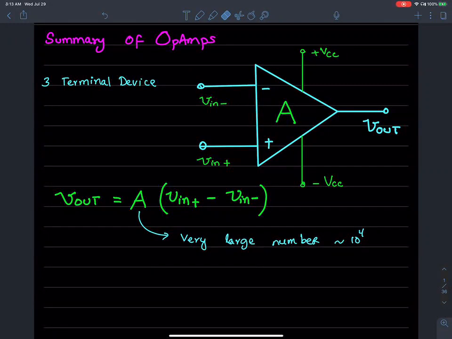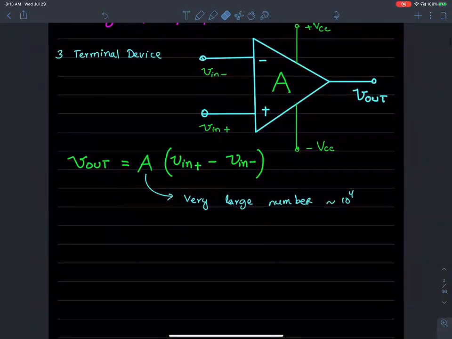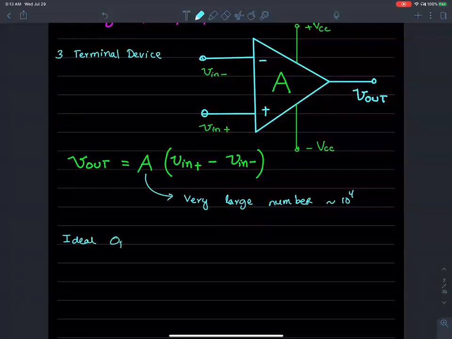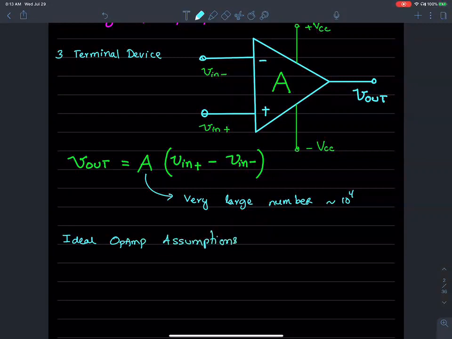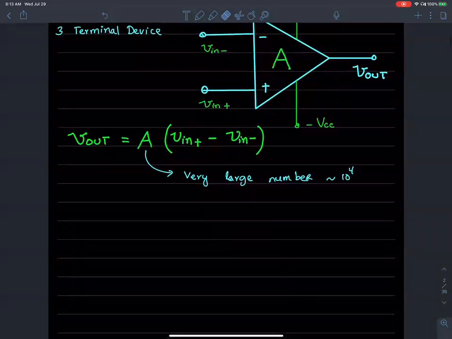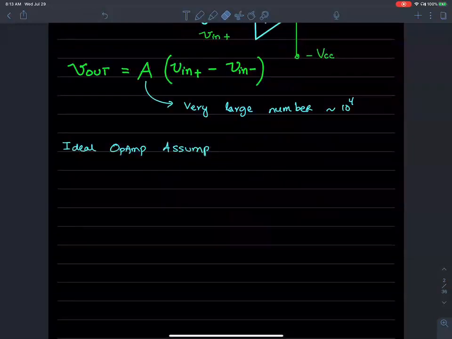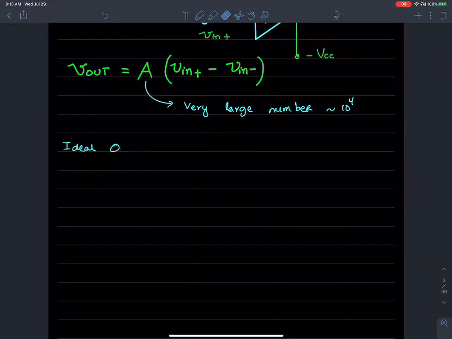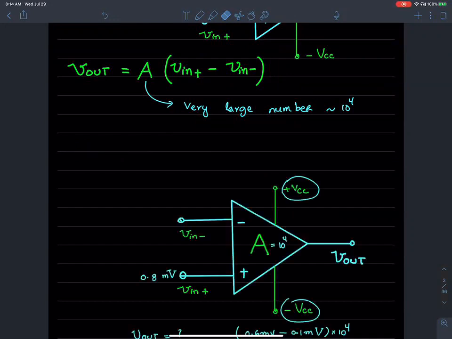Of the operational amplifiers. Ideal OpAmp assumptions. Okay, in order to understand the ideal OpAmp assumptions, let's revisit the example that we looked at. Okay, let's revisit the example that we saw earlier. Okay, right here.